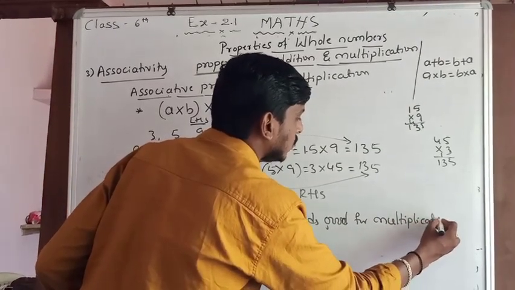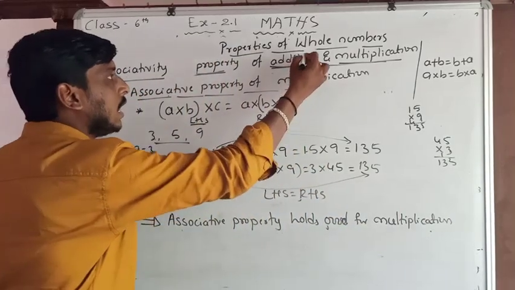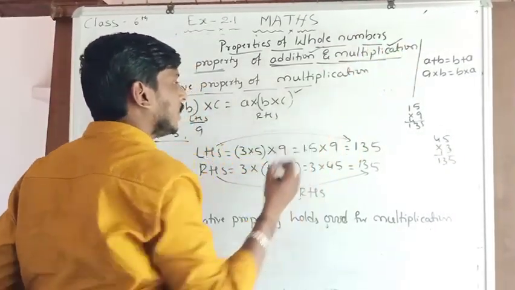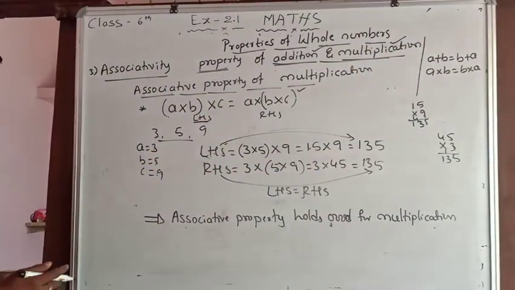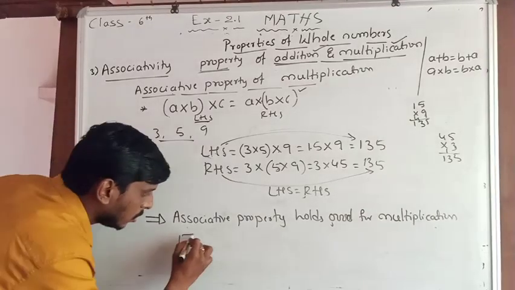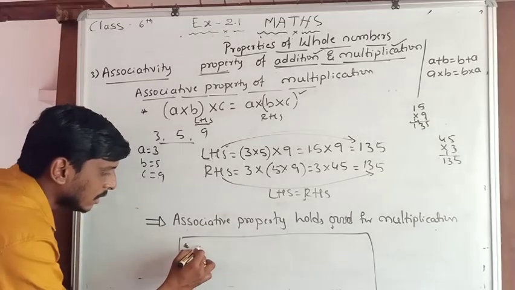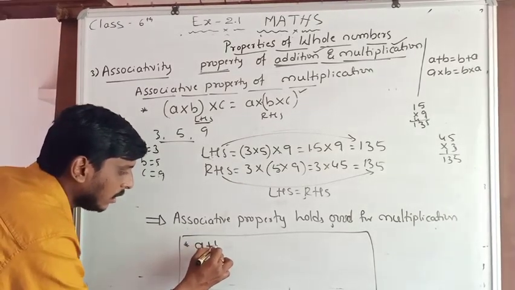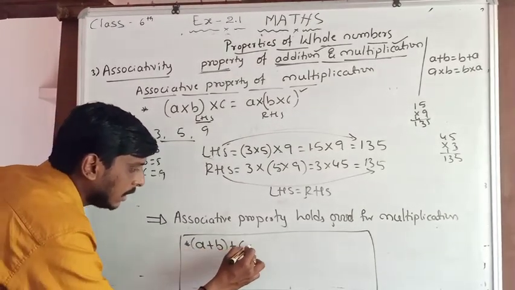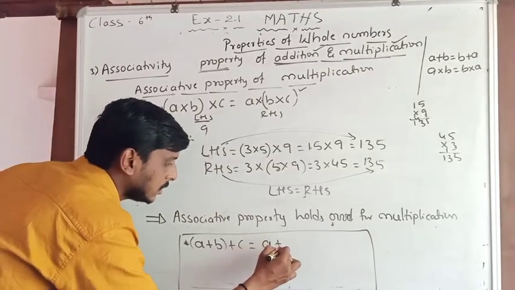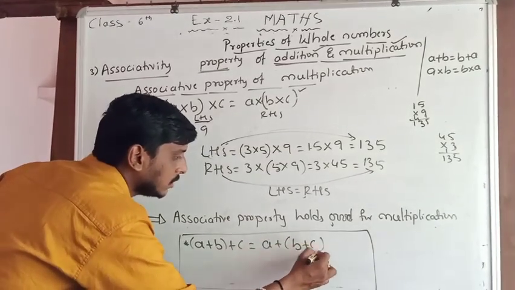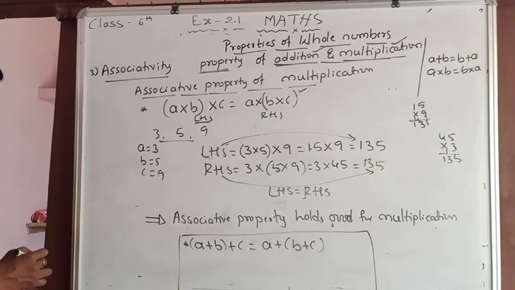Multiplication. So this is the conclusion for both addition as well as multiplication. Finally, I will write both formulas once again. The associative property of addition: (A + B) + C = A + (B + C). This is the associative property of addition.